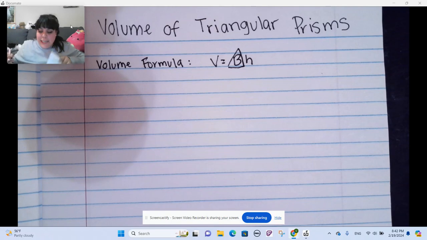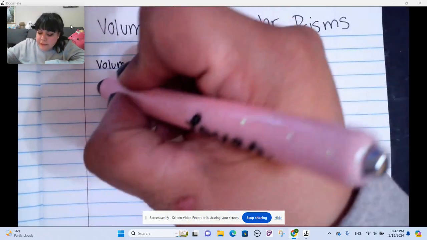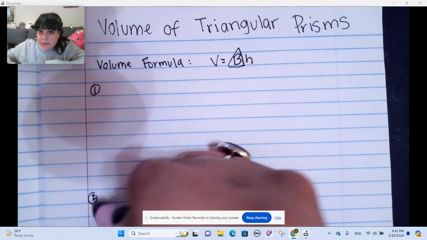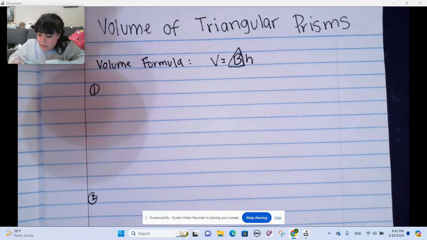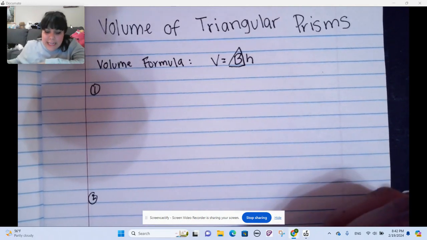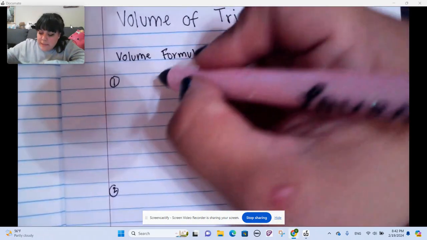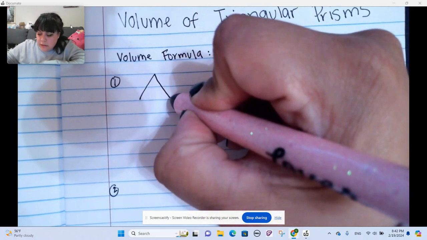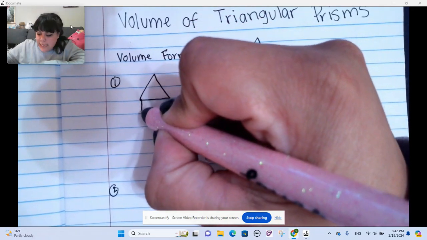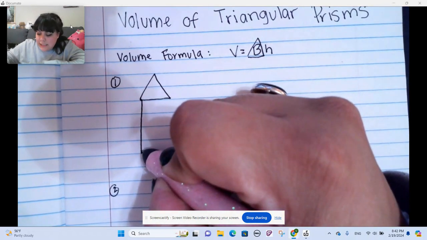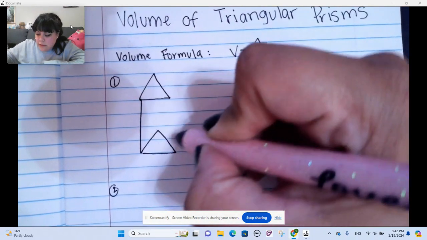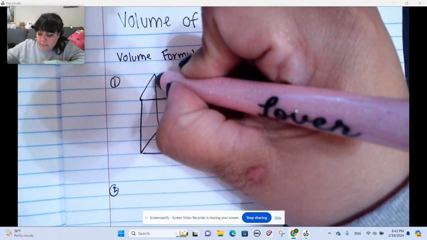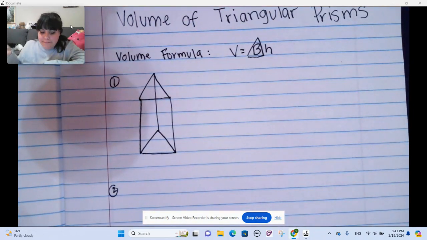All right, so let's try some examples. What I'm really going to do is draw all of my prisms. That way I can get that out of the way. So let me go ahead and draw it first. Let's see, I'm going to put a triangle. And then from here, I'm going to put a line down. And then start another triangle. And then from here, a line up, and a line up. That's the easiest way I know how to draw them.